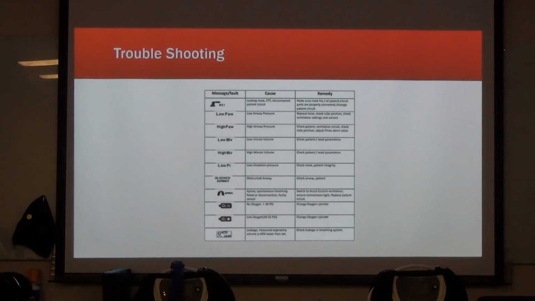Here's some troubleshooting. You'll actually see some of these pop up, such as a bad mask seal, low PAW, that's low airway pressure, high PAW, high pressure, and blocked airway. The apnea alarm you'll see pop up quite a bit because we'll be playing with it, cause apnea, and then it'll shoot over to assist control. Another one is low O2. Pay attention to it because when that pops up, you don't have much O2 left, and you need to be thinking, do I have additional resources?